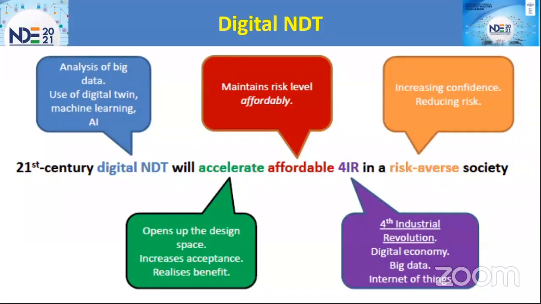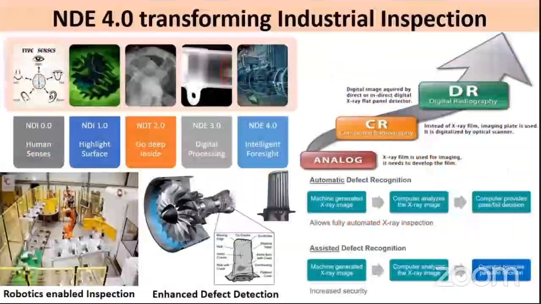So the whole topic of digital NDT, again, this is a nice phrase which I borrowed: "21st century digital NDT will accelerate affordable fourth industrial revolution in a risk-averse society." So you can see in one statement, everything is there. Digital NDT is all about analysis of big data, digital twin, and so on. You also have to always maintain risks at an affordable level, right? You cannot go drastically on one side and increase the risk. And we, of course, live in a risk-averse society, but we will have to manage that. And of course, it does many more things.